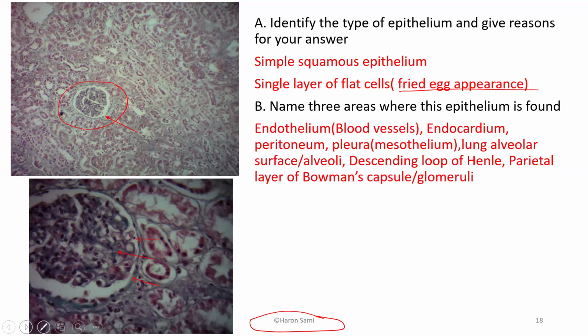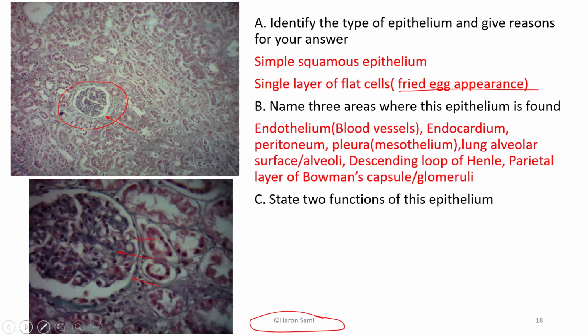You can see the various. I think you've mentioned, you did not mention the descending loop of Henle. That one also has it. What is the function of this simple squamous epithelium?